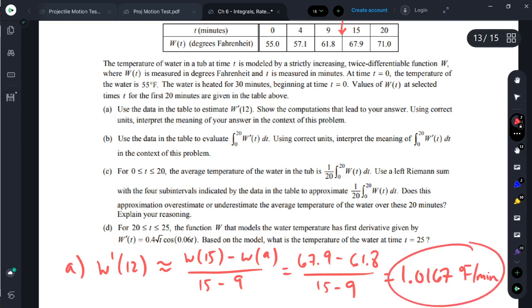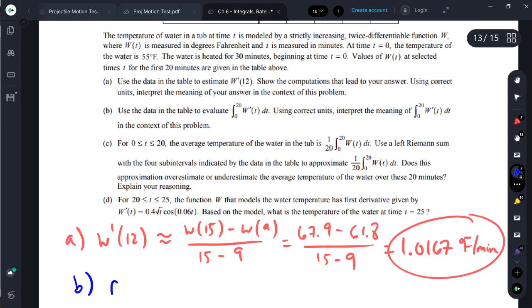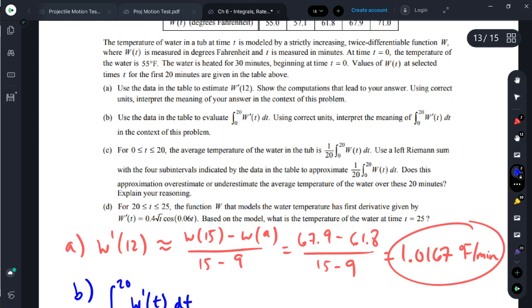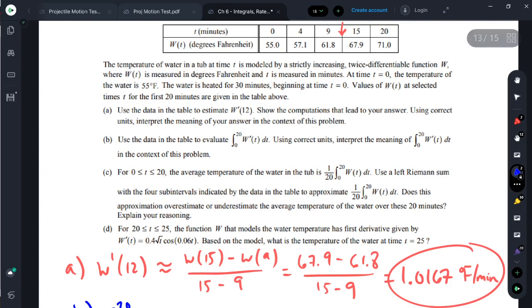Right, the reason it's per minute is whenever we take the derivative, we add on a per time. W was in degrees Fahrenheit, so we add on a per time. B says to evaluate this integral from 0 to 20 of W prime of t. Now, the integral from 0 to 20 of W prime of t, we want to be extra careful here because they don't say left hand, they don't say right hand, so we're not doing that, right?